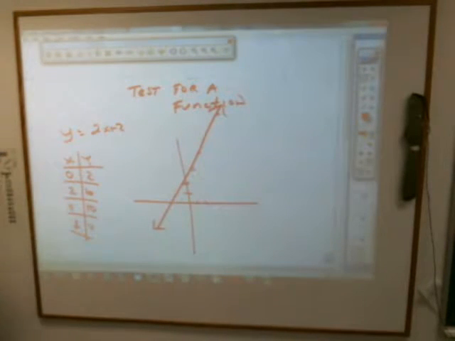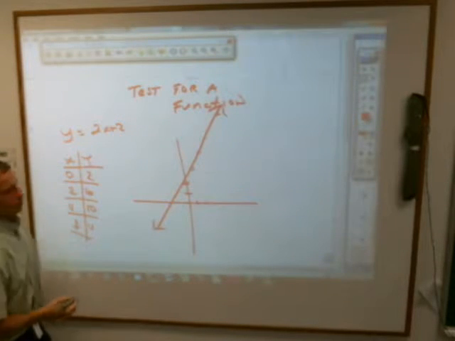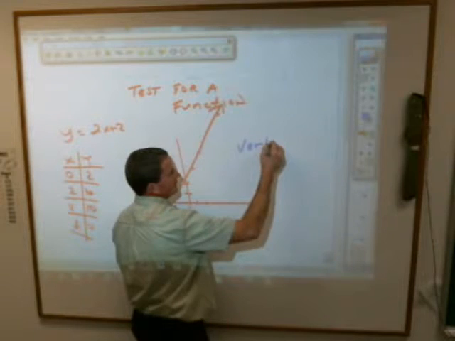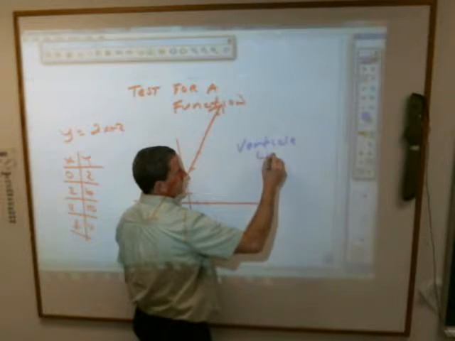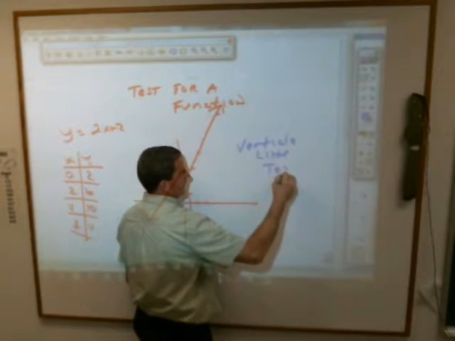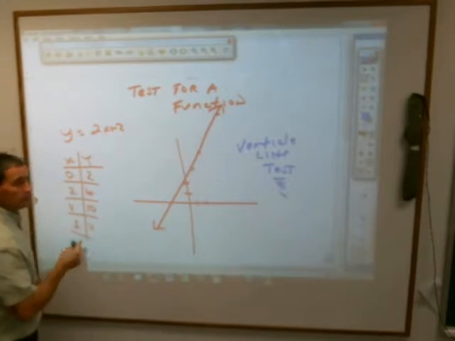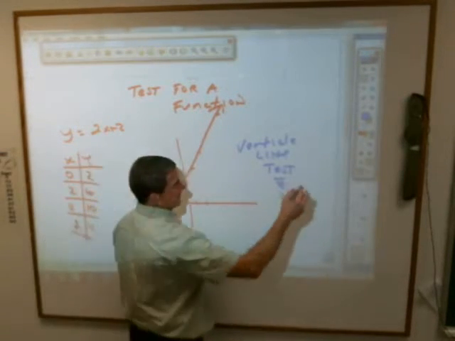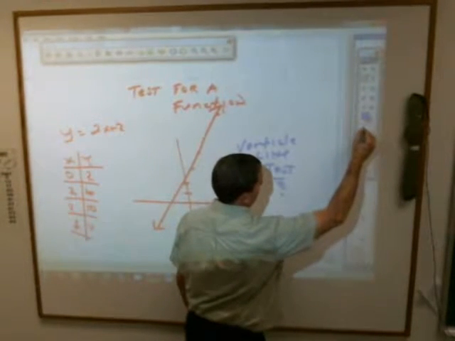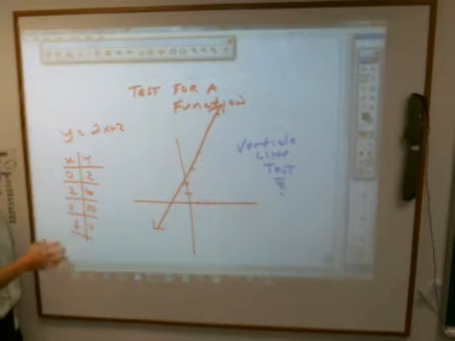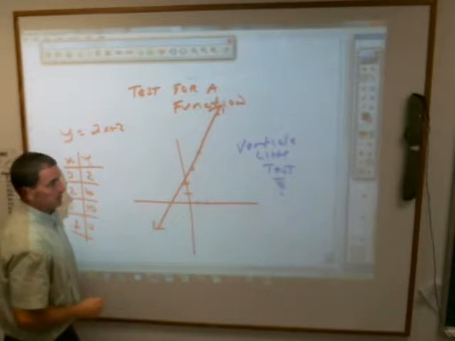To test for a function, they have what's called a vertical line test. This is a big one in the world of math, so get used to it. What the vertical line test says is this. First of all, you have to know what vertical means. Not horizontal line test. It doesn't work for horizontal, it's vertical.